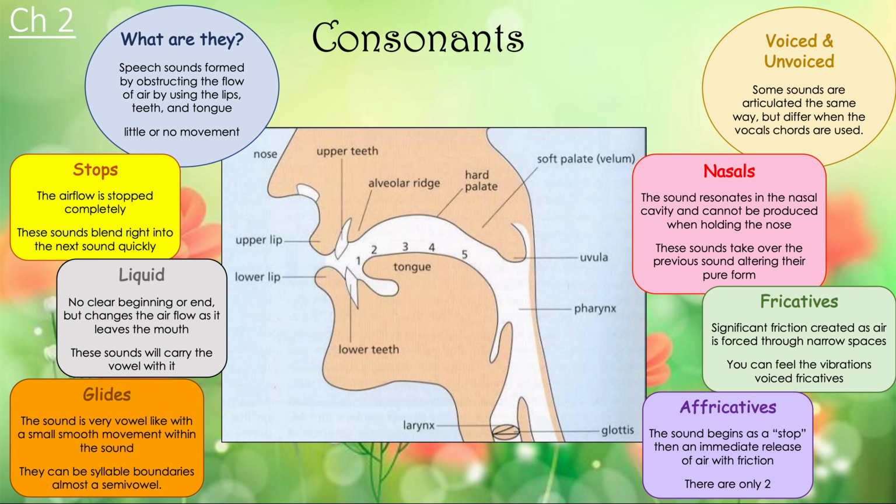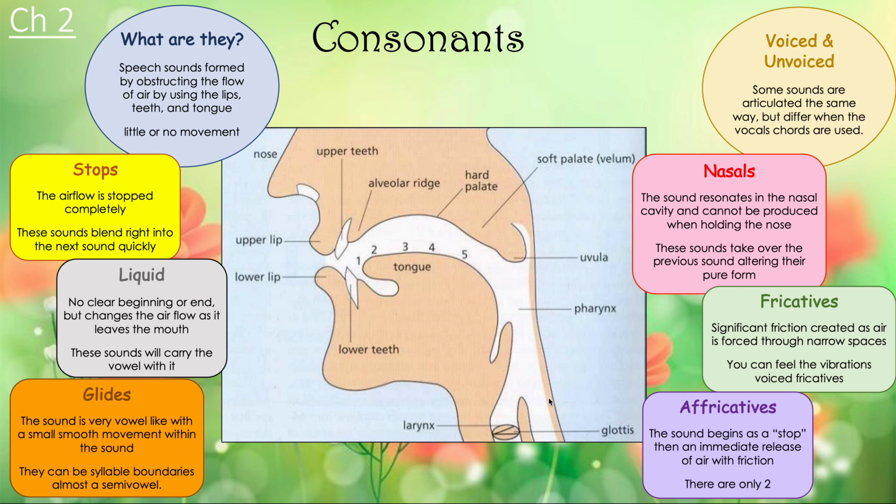This is where you start with a stop and then you have an immediate release of air with friction in it. So you have your combination of a stop and a fricative as an affricate. Think of j, j, and ch, ch, ch. Those are the only two affricates, where you have a stop, air stopped completely, but with friction.